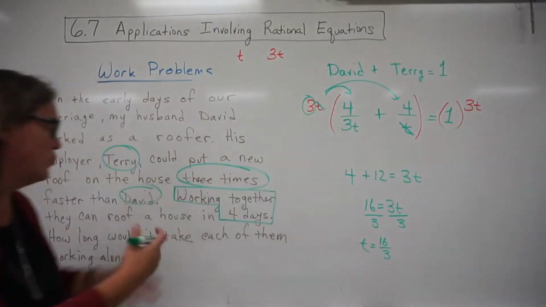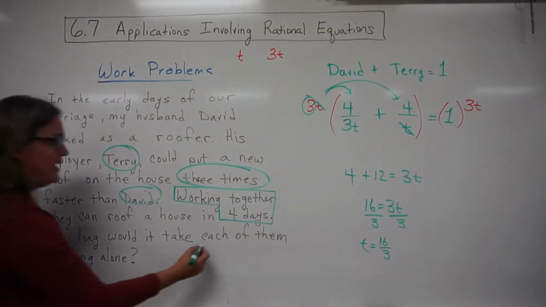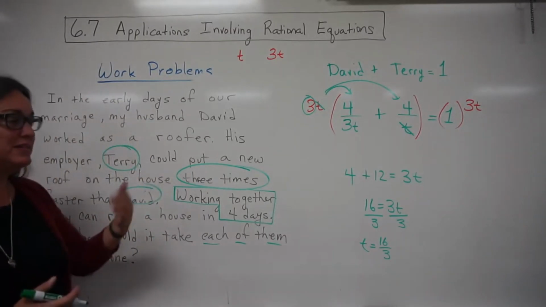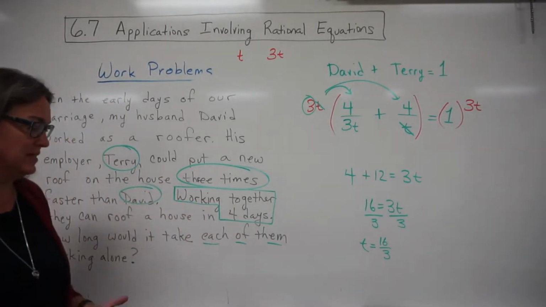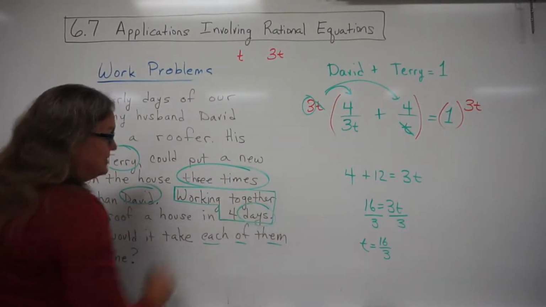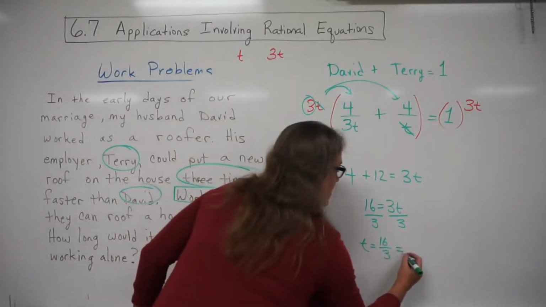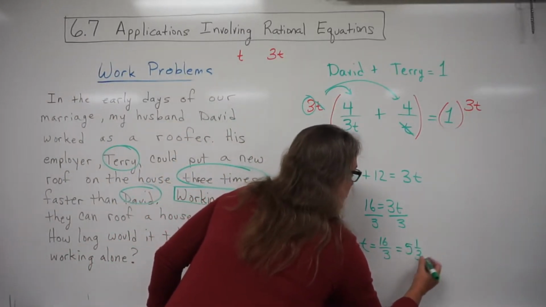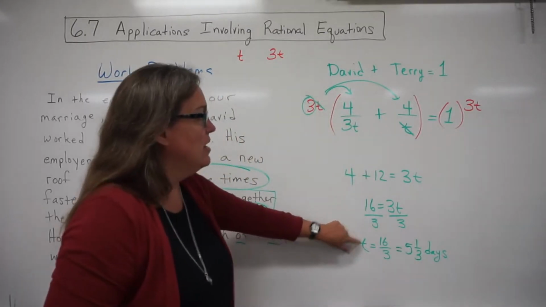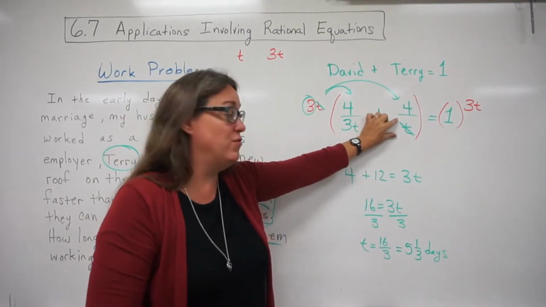But you know, what is that really? And by the way, have we answered the question? How long would it take each of them working alone? So we need an answer that says Terry takes this long and David takes this long. I want to simplify this a little bit. Our units are days. 3 goes into 16 5 times with 1 left over. That's 5 1/3 days. T is the amount of time it takes Terry, working all by himself, to do the whole job.